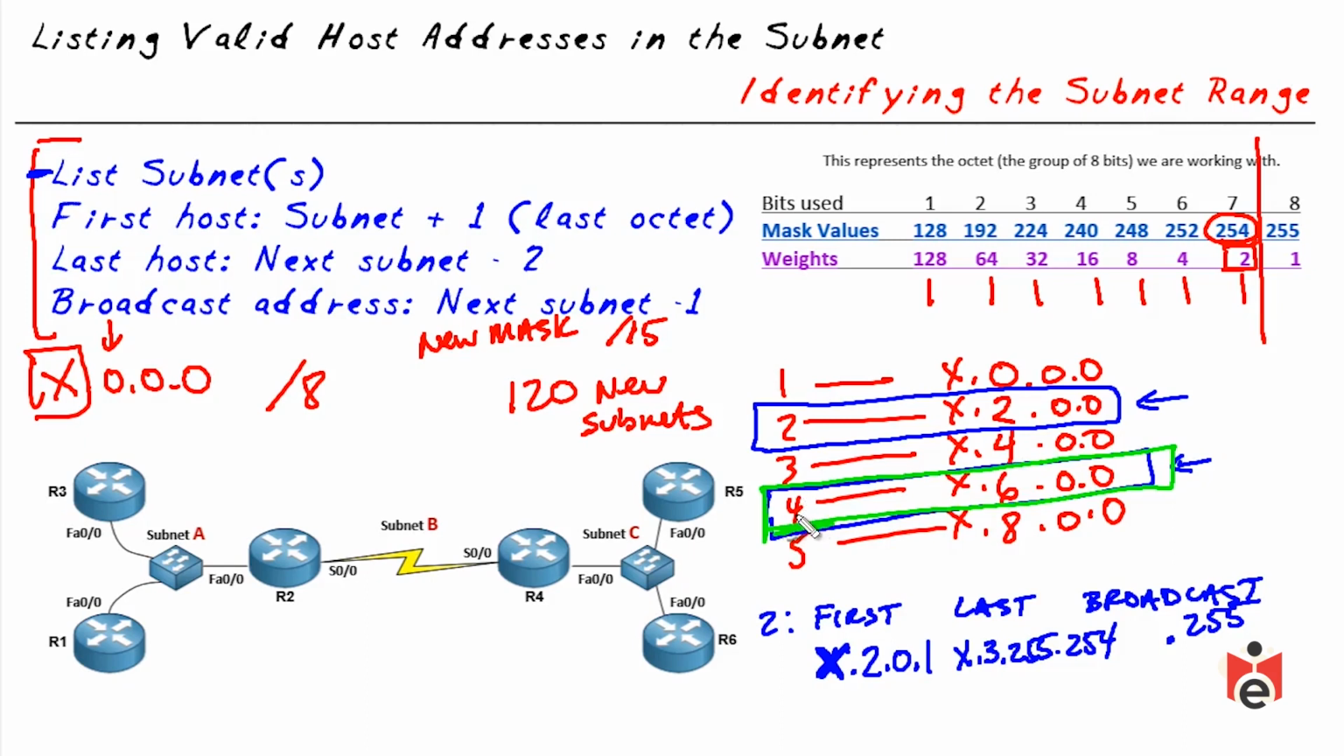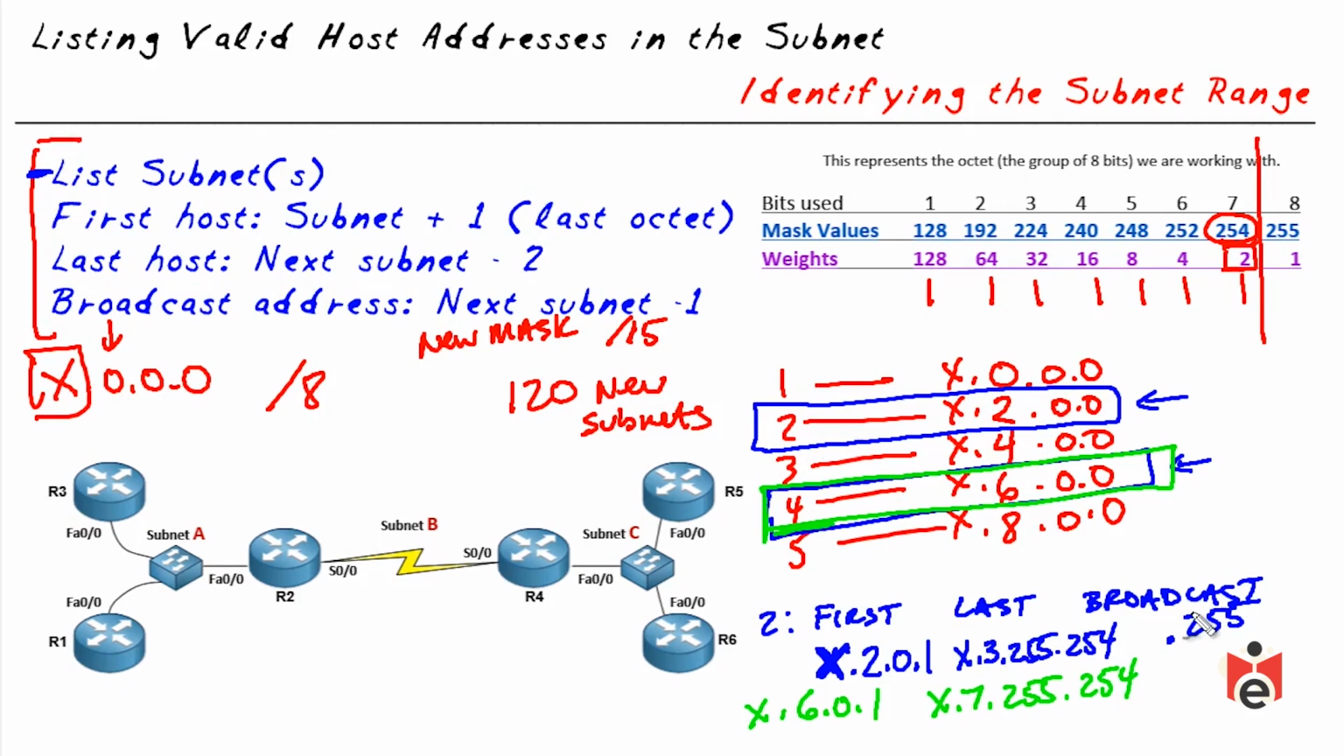So for this 4th subnet, which is subnet 6, the first valid IP address is going to be x.6.0.1. It's the subnet +1. The last valid host is going to be the next subnet -2. So that next subnet value is x.8. So it's going to be x.7.255.254. That in measurable terms is the next subnet -2.